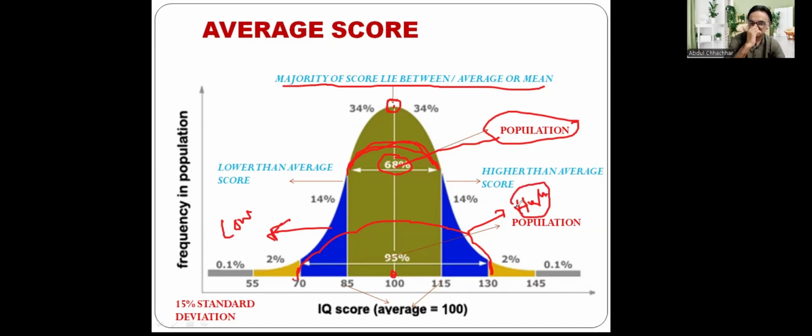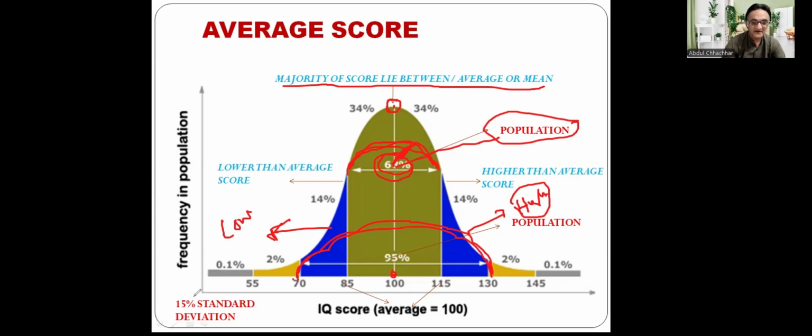So what are the major components of this video that you should remember? How much percentage of the total population falls between 85 to 115? That's 68%, and 95% of the population falls between 70 to 130 of the IQ level. This is the third thing.